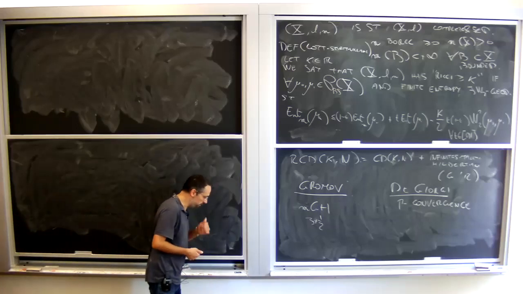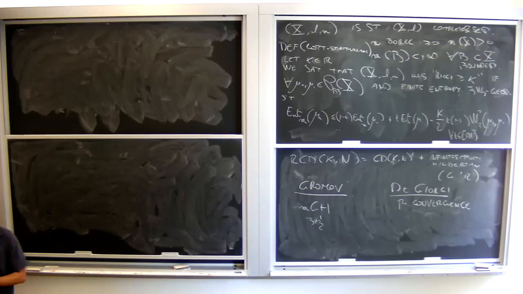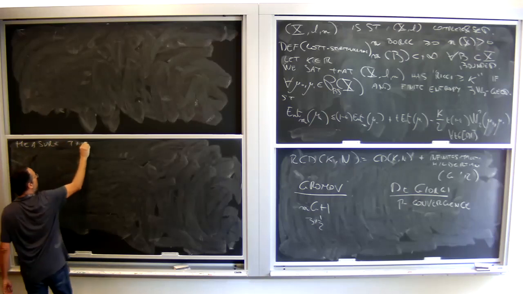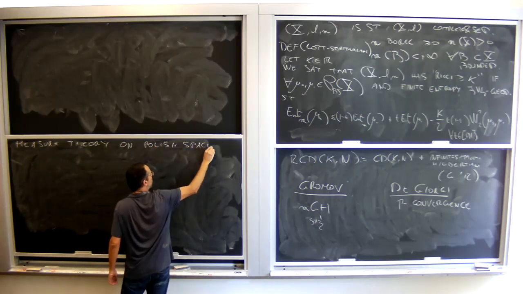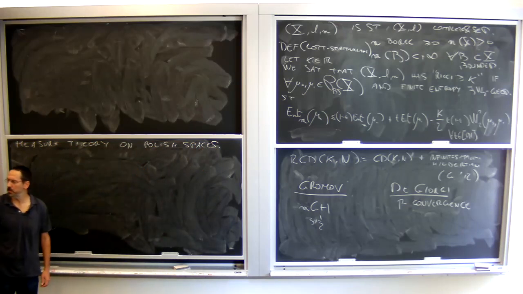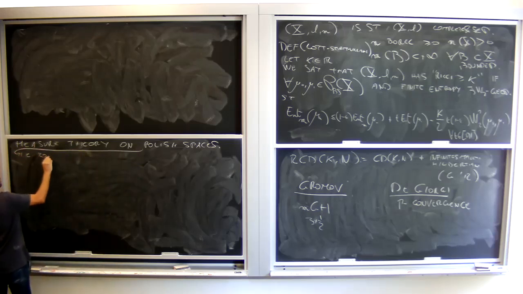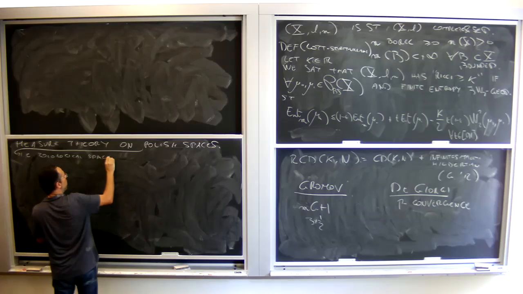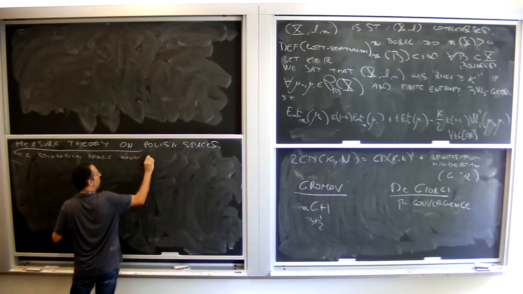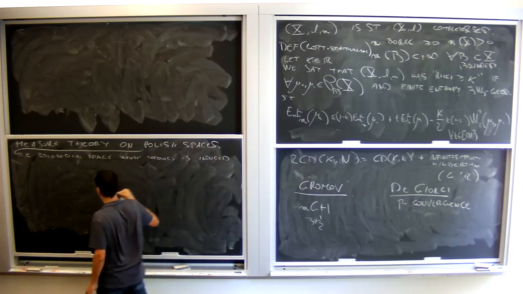They're nothing too complicated, but it's something that is often scary, especially for students if they've never seen things in this generality. So for a while, I will now do measure theory on Polish spaces. What is a Polish space? A Polish space is a topological space whose topology is induced by a complete and separable distance.